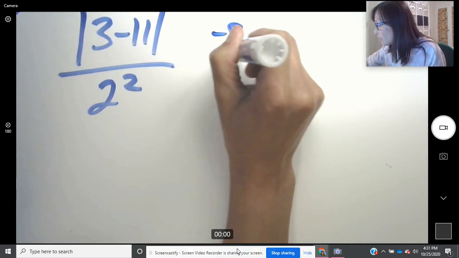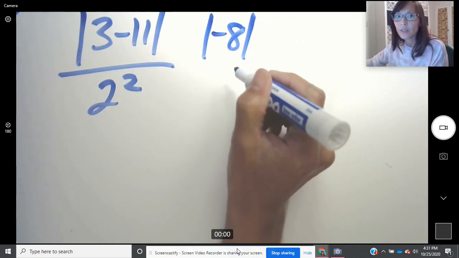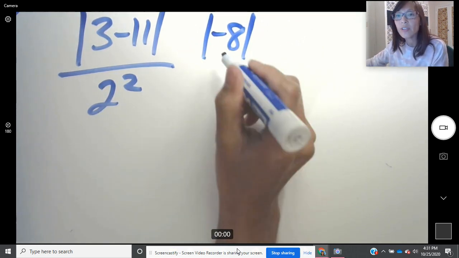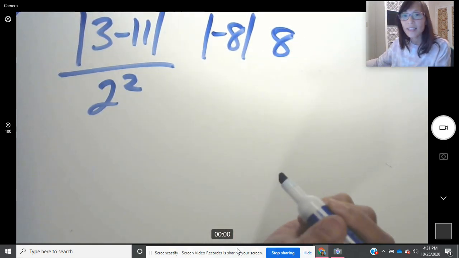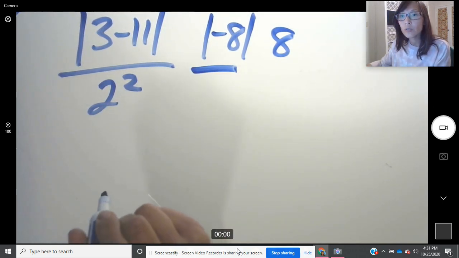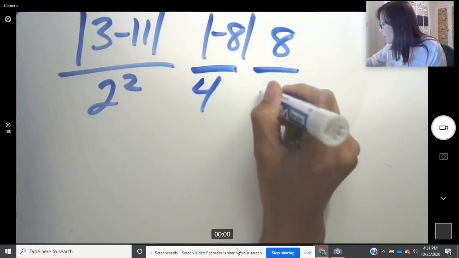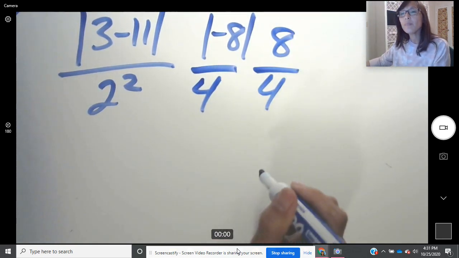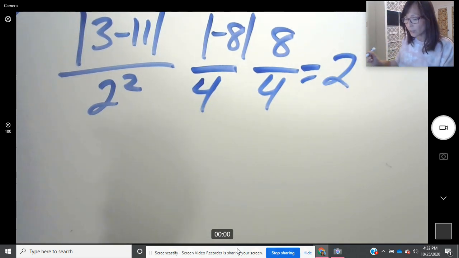That is negative 8. But the 2 bars around it mean absolute value. And the absolute value of a number is the positive of the number inside. So that tells me that that's a positive 8. And then all we have to do is take 2 squared. So the base is 2. 2 times 2 is 4. And 8 divided by 4 is equal to 2. Let's look at another fraction problem.